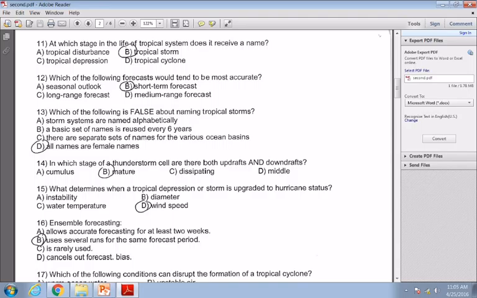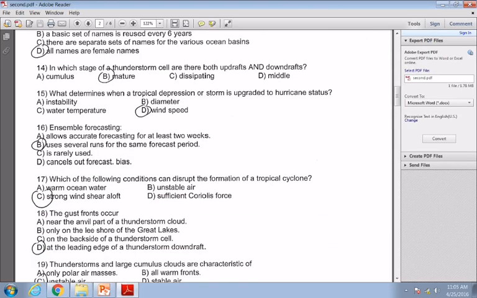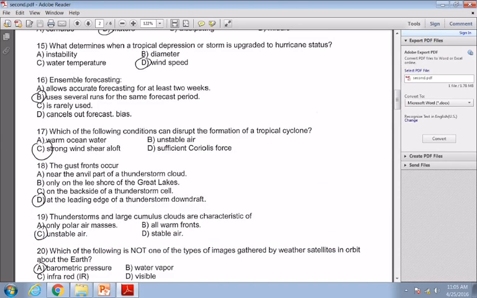Question 14, the mature stage of a thunderstorm, B is one that has both an updraft and a downdraft. That was like one of your quiz questions. Question 15, what determines when a tropical depression or storm is upgraded to a hurricane status? That would be D, it's wind speeds. Question 16, ensemble forecasting, the best answer there is B, uses several runs for the same forecast period.